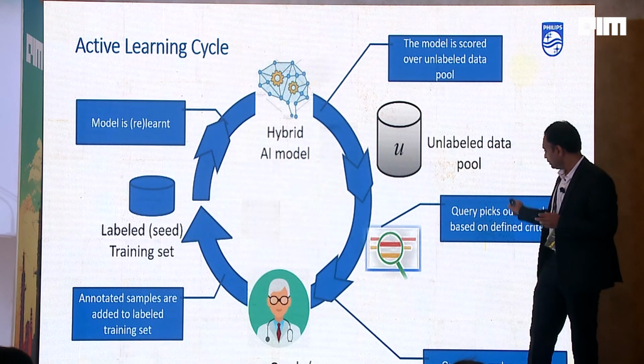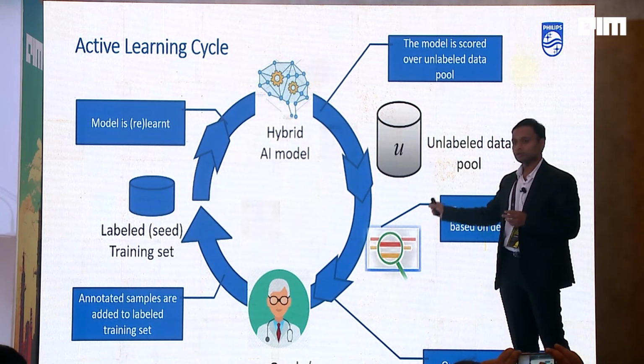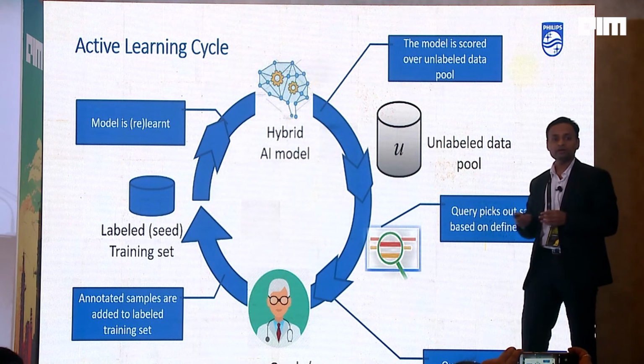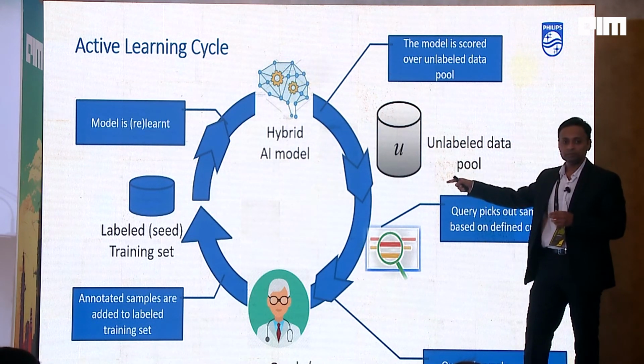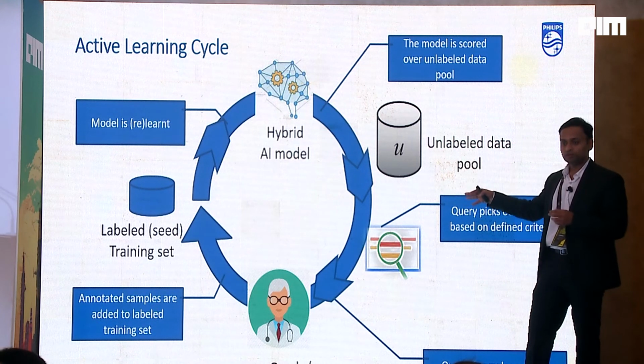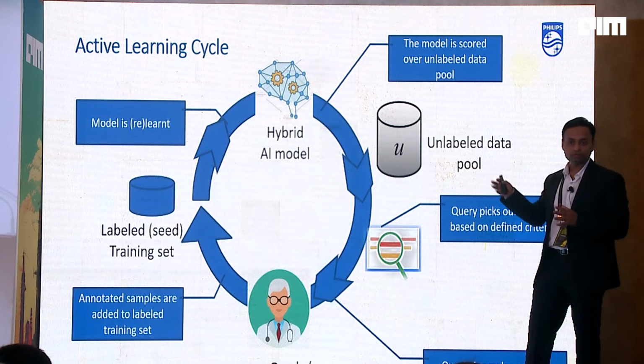And finally, only give those images which are ambiguous in nature to the oracle. In this case, we call it a skilled physician. And they further annotate this, and it goes into the sample back. And this loop continues till you are comfortable with the kind of class imbalance that still exists, and then you proceed further.